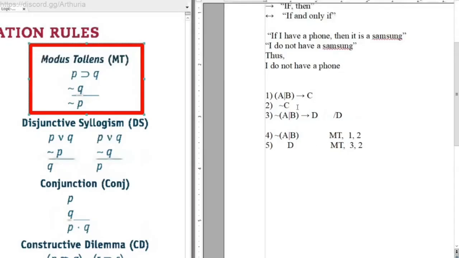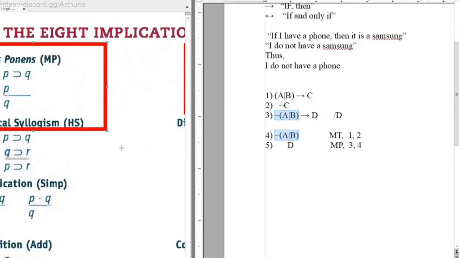The problem is not C is not the right side of the if-then statement. So we can't apply MT because MT says we need the negation of the right side. I think we could do a modus ponens with 3 and 4. That is correct. We can do a modus ponens with 3 and 4. Correct, good job. So you see that this right here is the left side of 3. So we can apply our modus ponens rule. Ponies, yeah, if you want to think about it that way, that's fine. Okay, so 3 and 4.